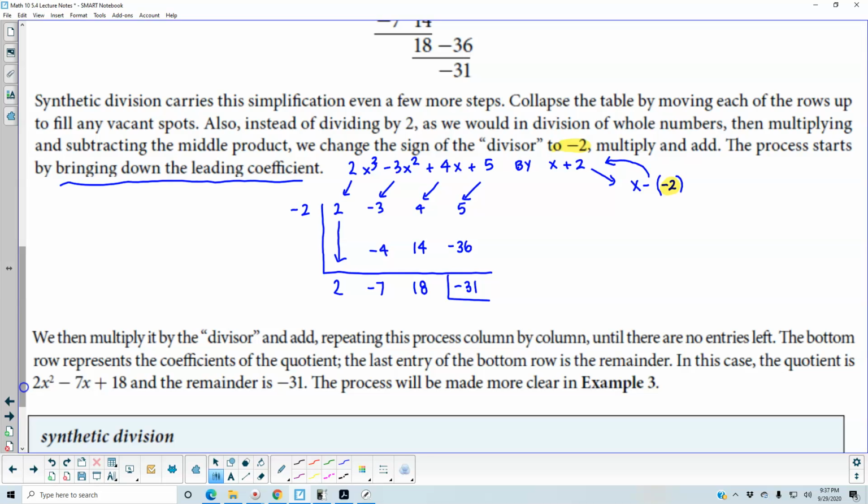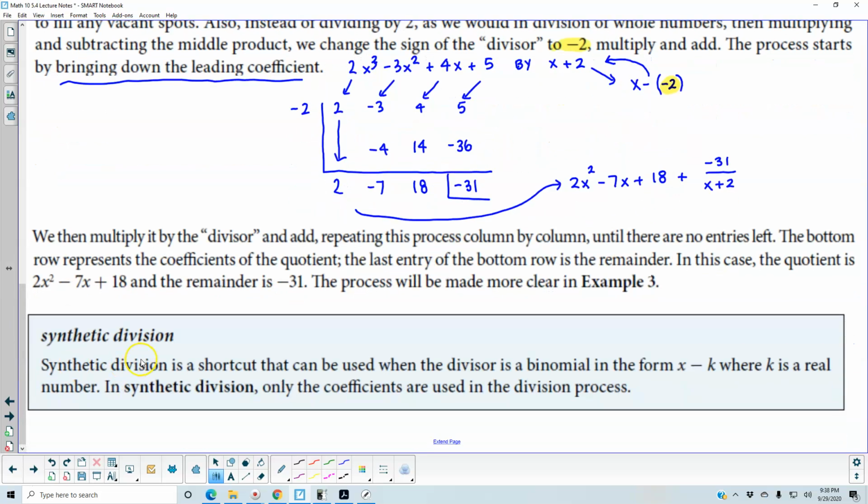So what this means is that the quotient is 2x squared minus 7x plus 18, and our remainder is negative 31, and we're dividing it by the divisor, which would be x plus 2. So this is just a quicker version. We multiply by the divisor, and repeat this process column by column until there are no entries left. Now the bottom row represents the coefficients of the quotient. The last entry of the bottom row is the remainder. In this case, the quotient is 2x squared minus 7x plus 18, and the remainder is negative 31. And we will see this again in a much clearer way in example number 3.